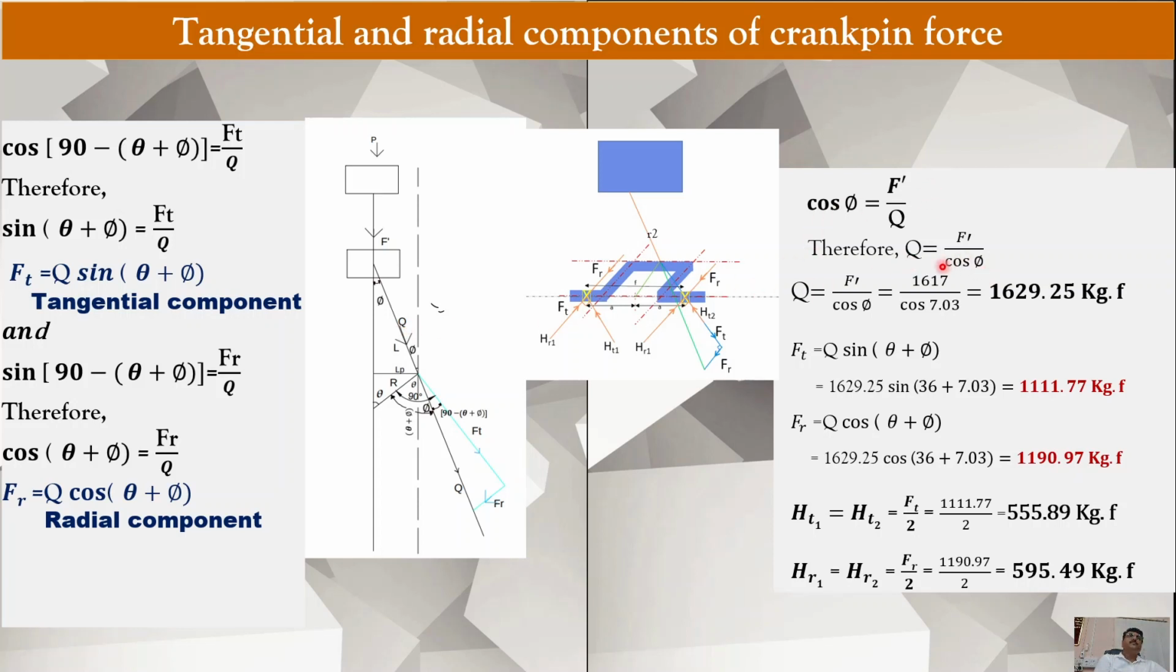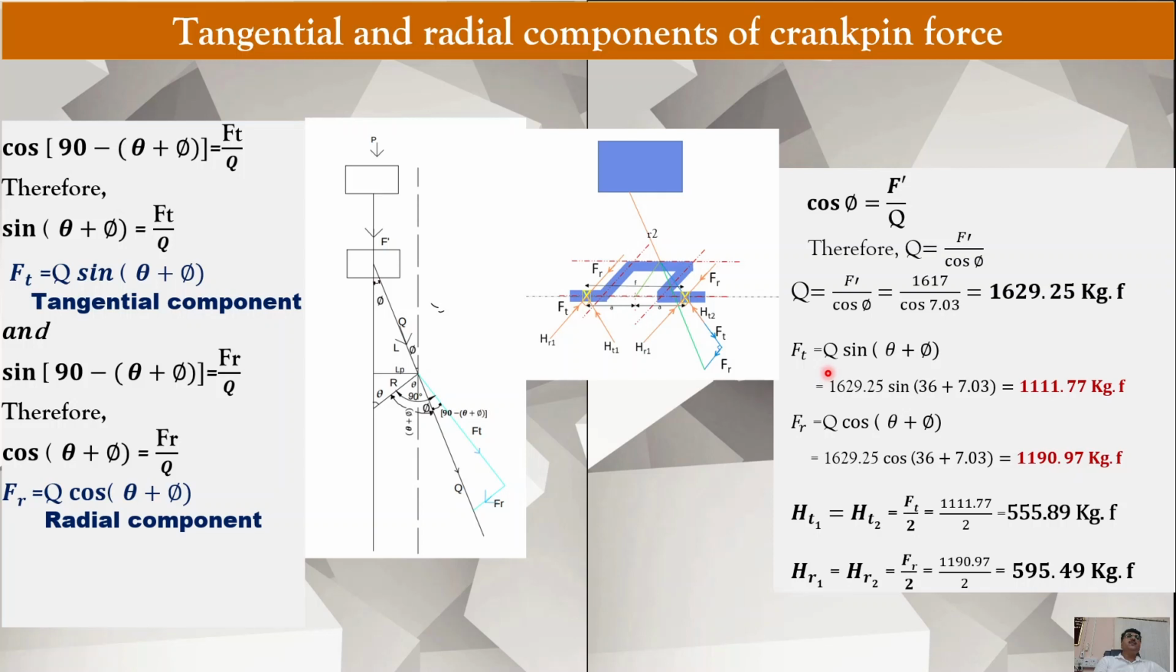Therefore Q equal to F dash divided by cos phi. Substituting the value, F dash is 1617, which we have just calculated. Phi is 7.003. Therefore Q force which is acting on the connecting rod is 1629.25 kgf. So this force has two components, Ft and Fr. These components are making 90 degrees with each other.